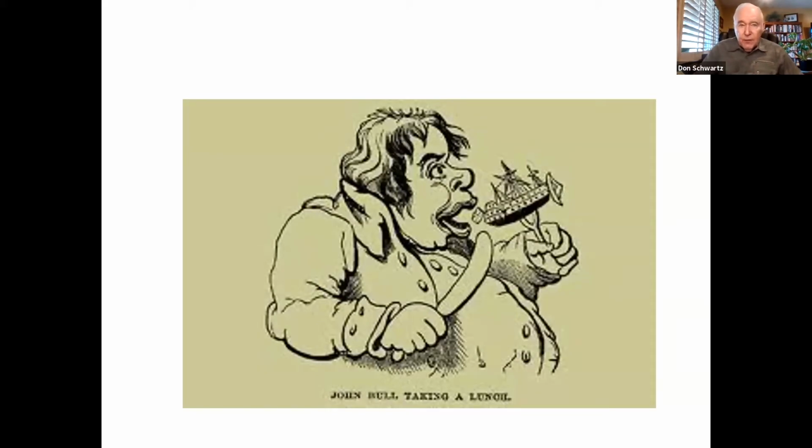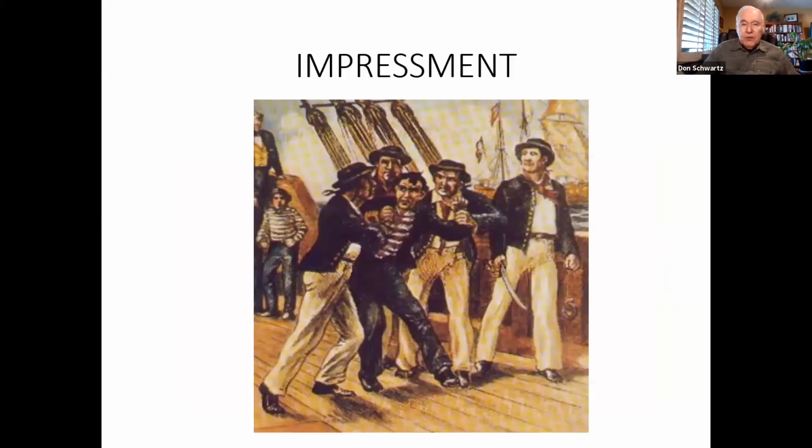In addition, the British Navy was desperately in need of sailors. It was difficult to get men to enlist in the Royal Navy because the pay was so poor, the food was wretched, living quarters were vile, and the discipline was brutal. And so the British decided to intercept American ships and force American sailors into the British Navy. That was a practice known as impressment. That is, American sailors would be impressed into the British Navy.